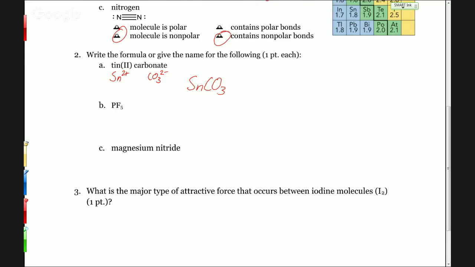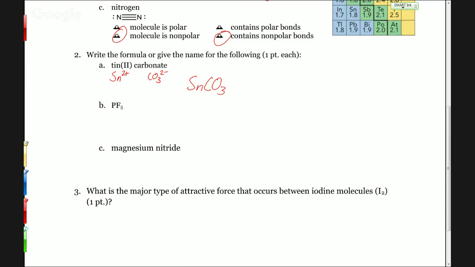PF5, we've got to come up with a name for this one. Is this going to be an ionic or covalent compound? Yeah, this one's covalent because phosphorus and fluorine are both nonmetals. They're both over to the right. So how do we name covalent compounds?